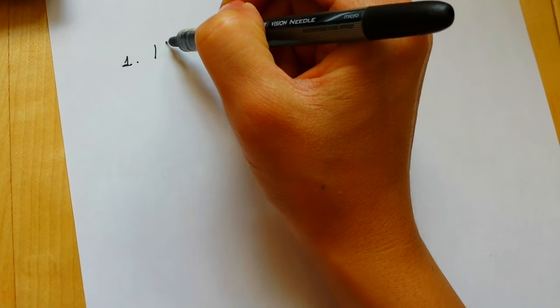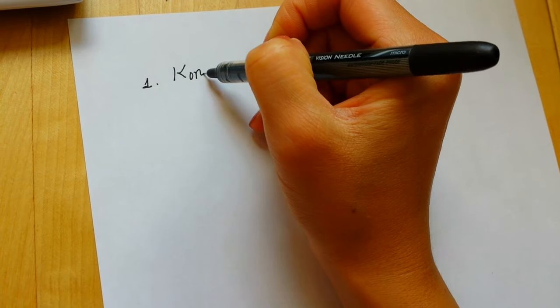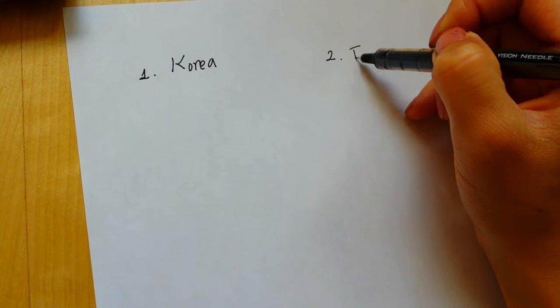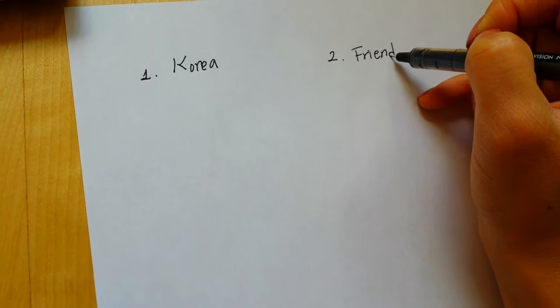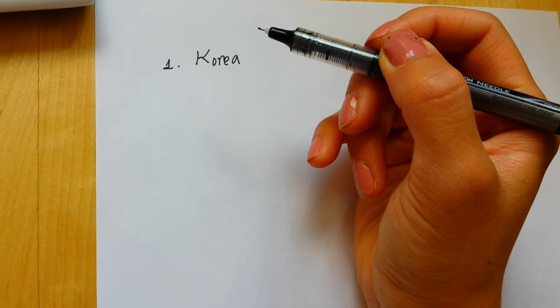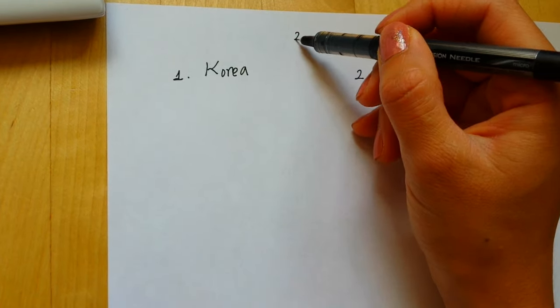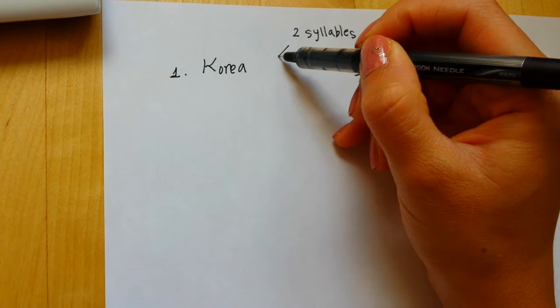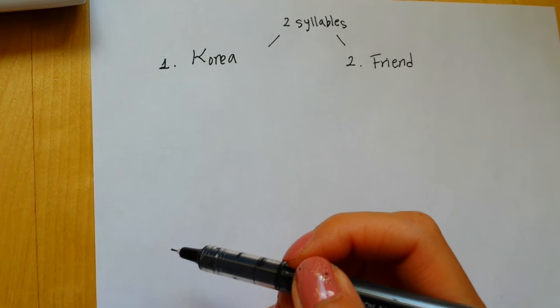So here is the paper and a pen, and I'm gonna show you how to write those two words that we just learned. The first one was Korea. The second one was friend. Those have two syllables.